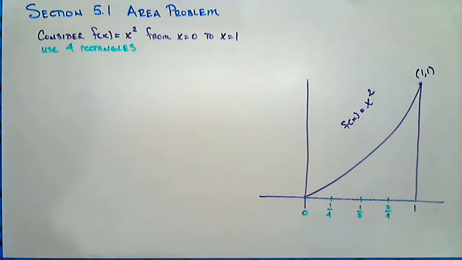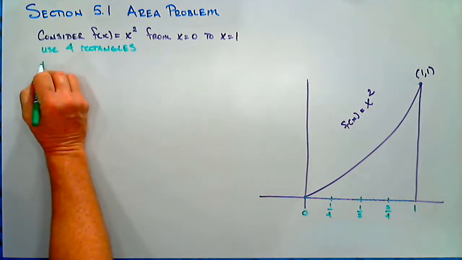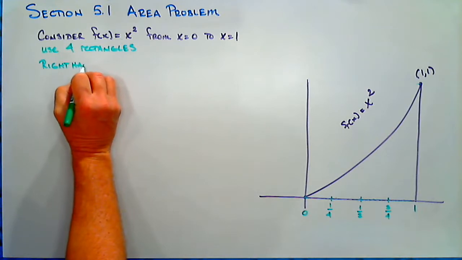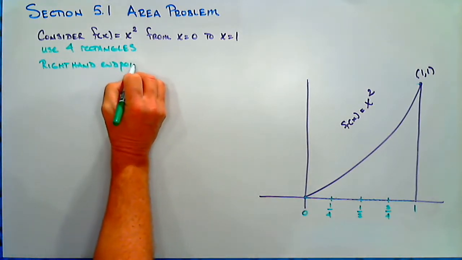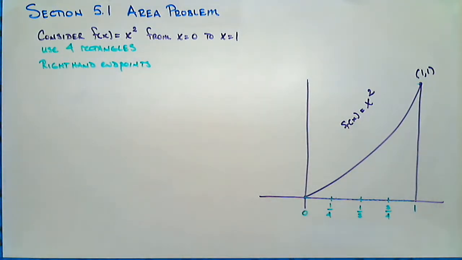So, where do we go from here? Well, now we need some notation. When someone tells me I want to use 4 rectangles, what they also have to tell us is, am I using right-hand endpoints or left-hand endpoints? So let's have a conversation about that. What does right-hand endpoints mean? Well, it's quite literally just exactly what the words say.